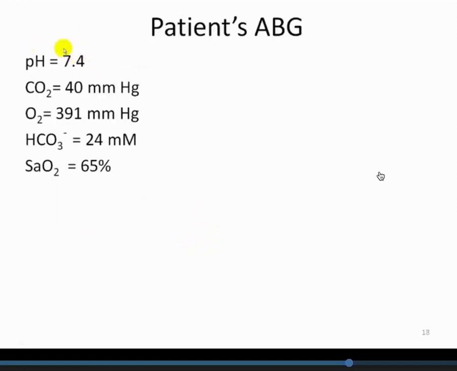So for this patient, the ABG pH is 7.4, which is normal. CO2 is 40, which is normal. PaO2 is 391, which is consistent with a patient getting supplemental oxygen. Bicarb is normal at 24, but the arterial O2 saturation is 65%. So what's going on here? This is the oxyhemoglobin saturation coming from the arterial blood gas, 65%. But remember, a couple slides ago, the pulse oximeter said it was 100%.